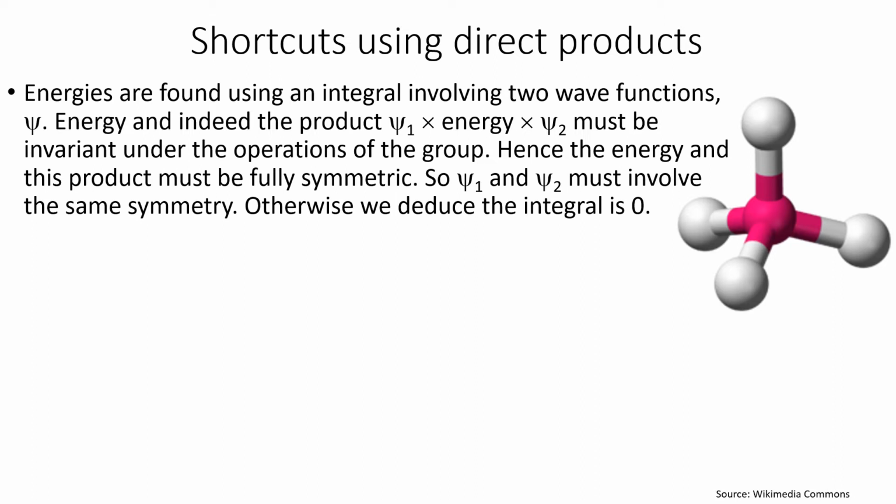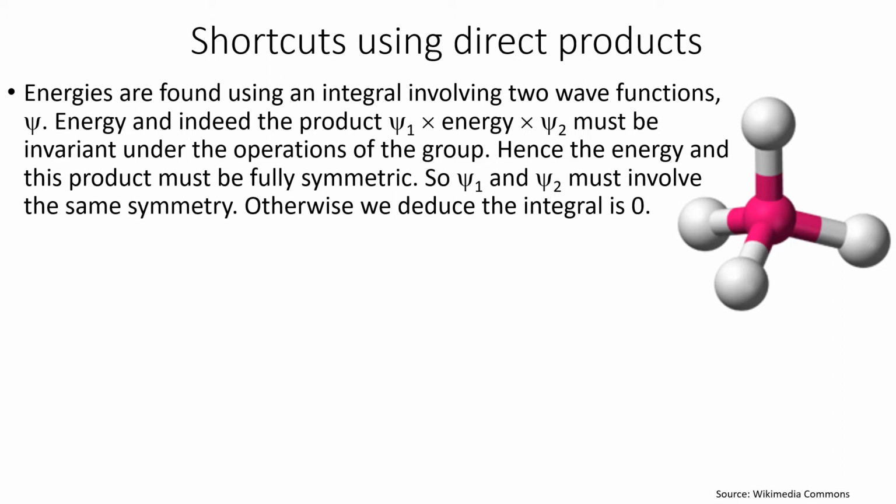But to make life easier, we can remember that, of course, the energy is just a number, and a number, a scalar quantity like this, is essentially a fully symmetric quantity. So the energy itself must have the symmetry of the fully symmetric irrep. And so ultimately, what we need is, if we look into symmetry terms, psi1 times the energy operator times psi2 ultimately has to be fully symmetric, because it's got to be invariant under all the operations of the group. And so we need a fully symmetric result of the direct product of the irreps of these three quantities.